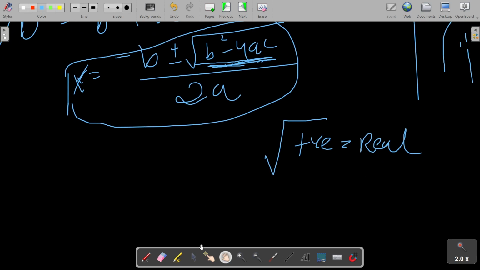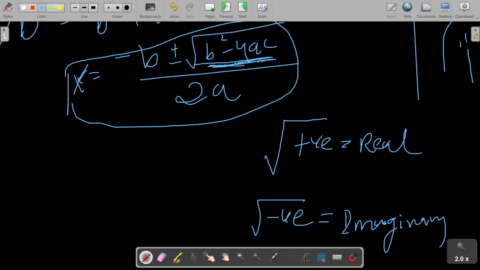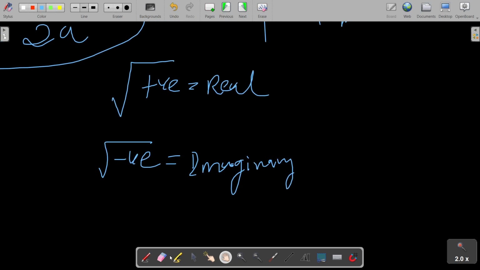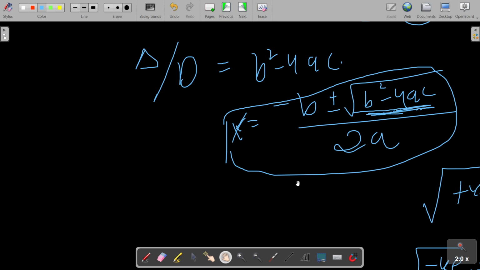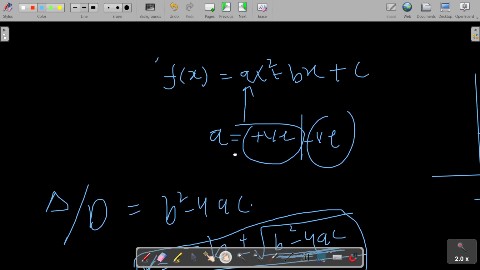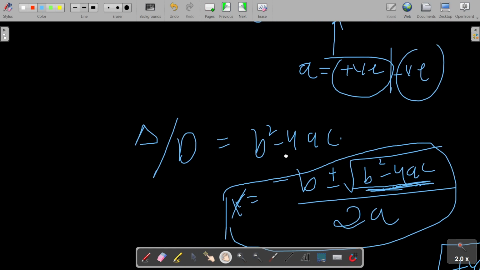If anything under the root is negative, then it is imaginary, or we can say complex. This will come in complex numbers. We do not need to worry about that. We are only dealing now with the nature of the roots, whether it is real or imaginary.